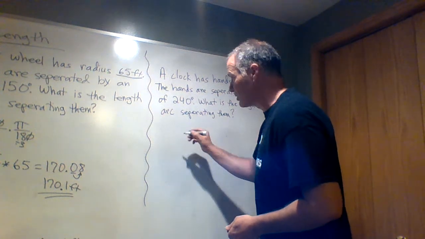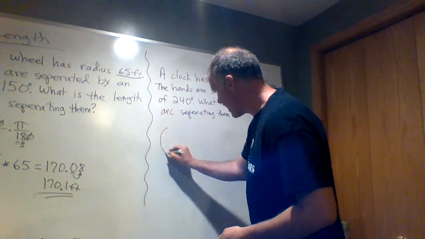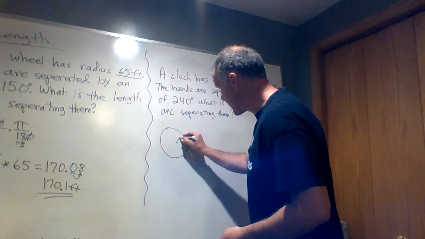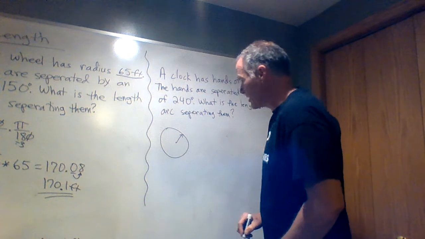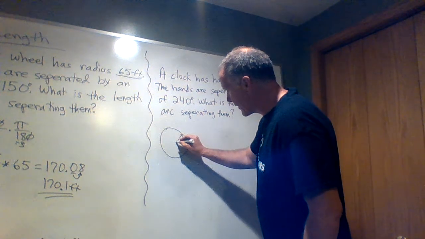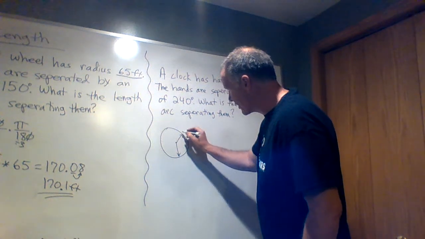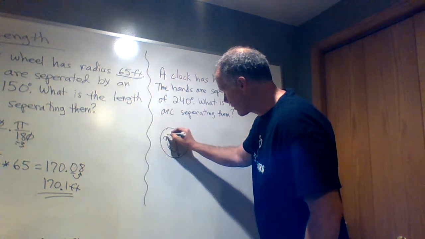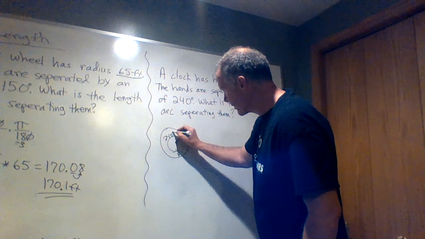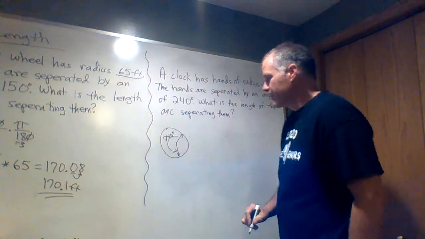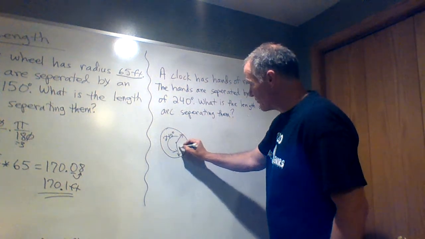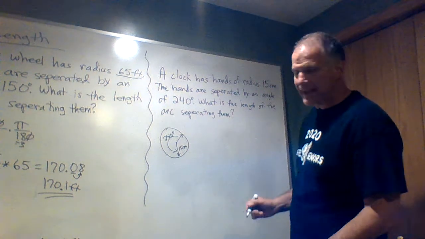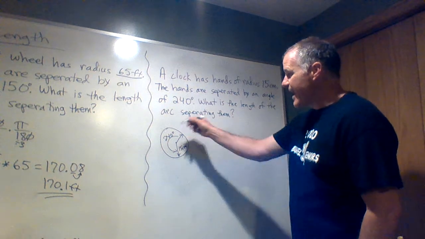Very similar story. So here's a clock. Let's say one hand is up here, and another hand is down here. And they're saying that's 240 degrees, and the radius is 15 centimeters. Now again, this is stuff we've already done now that we have it set up.